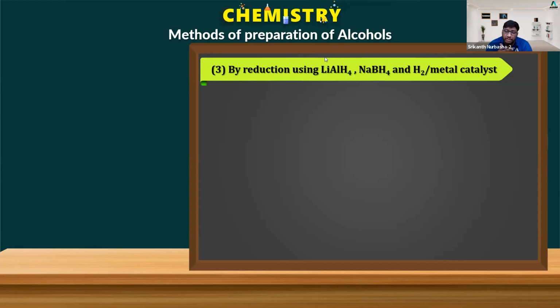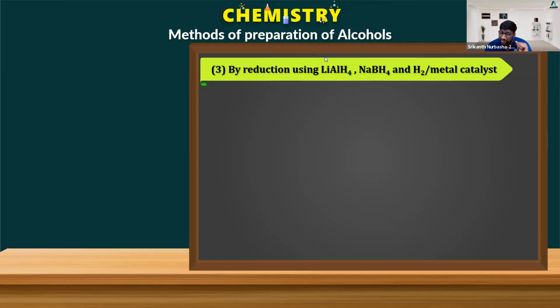NaBH4 will reduce how many functional groups? Four. What are those? So aldehydes, ketones, acid halides, and imines. Imine, very good. LiAlH4 reduces all functional groups containing polar pi bonds. NaBH4 reduces only 4 functional groups: aldehydes, ketones, imines, and acid halides.